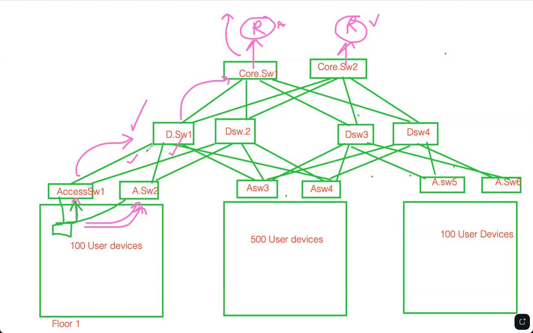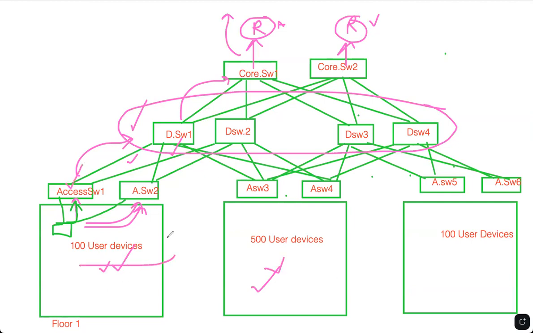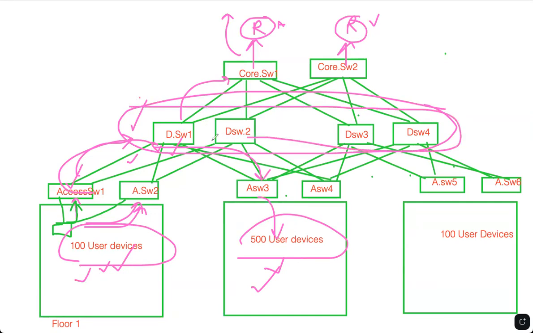So the distribution layer is the layer which is connecting these floors. The distribution layer is the backbone layer that is connecting the floor to floor communication. So if 100 users want to connect to these 500 users, their path goes from here to DS1, going to AS3, and then coming to the switch. So for inter-floor communication, inter-building communication, the distribution switches are used.